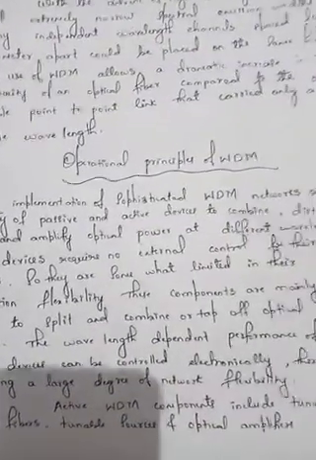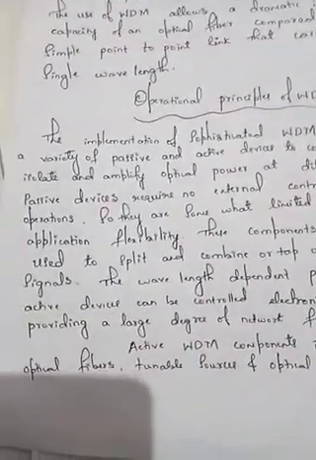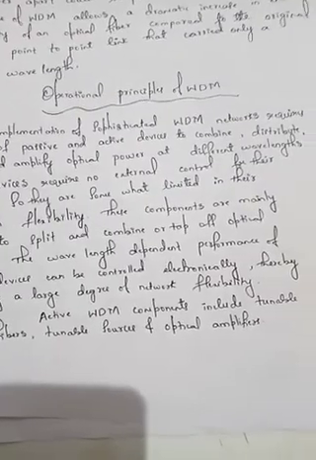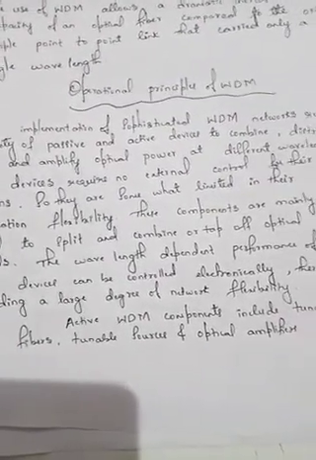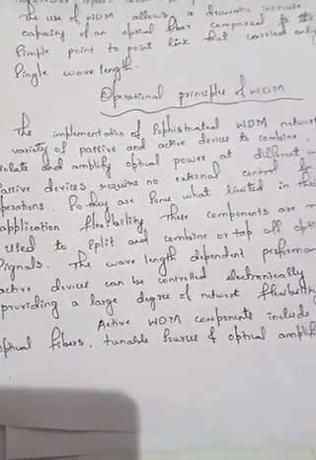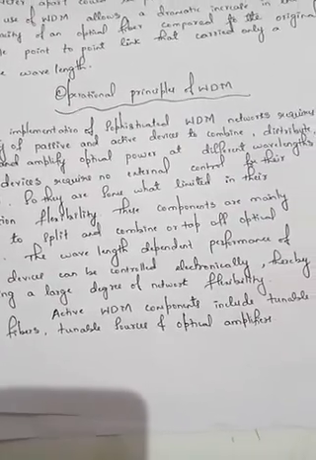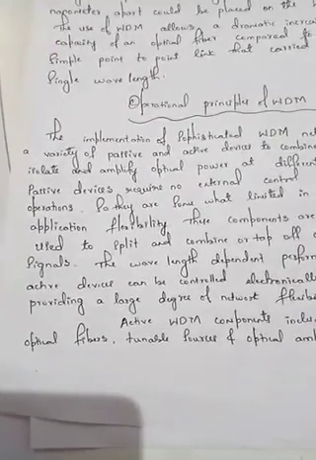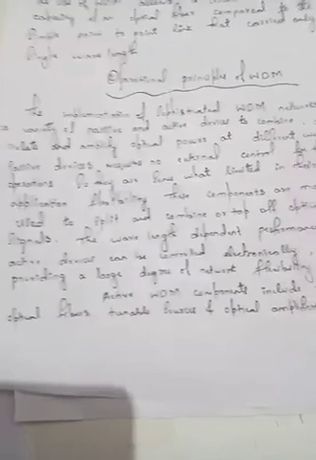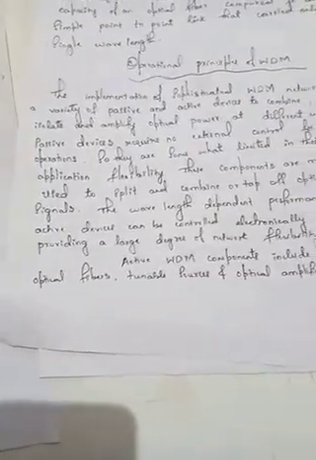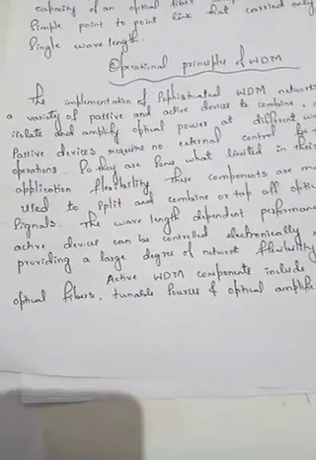Coming to the operational principle of WDM, the implementation of a sophisticated WDM network requires a variety of passive and active devices to combine, distribute, isolate and amplify optical powers at different wavelengths. Passive devices require no external control for their operation, so they are somewhat limited in application flexibility. These components are mainly used to split and combine or tap off optical signals.